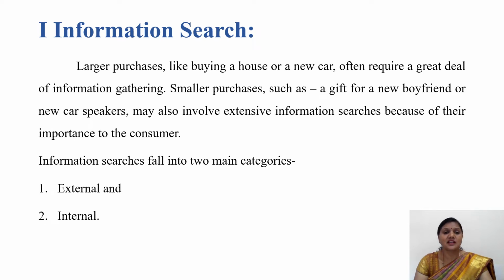Larger purchases, like buying a house, a new car, a big refrigerator, or gold ornaments, often require a great deal of information gathering. Smaller purchases such as a gift for a new friend or new car speakers may also involve extensive information search because of their importance to the consumer. So it depends upon the type of the product. Information search falls into two main categories, that is, the external and the internal source.